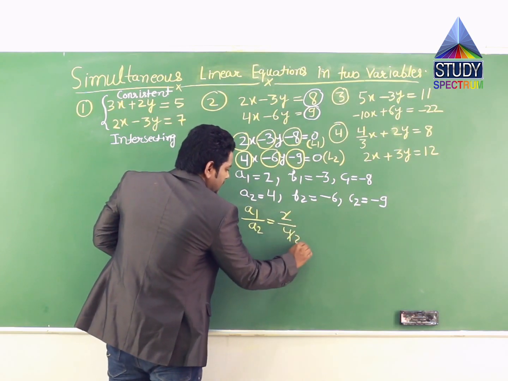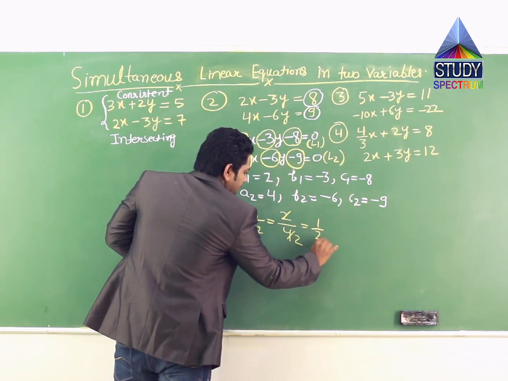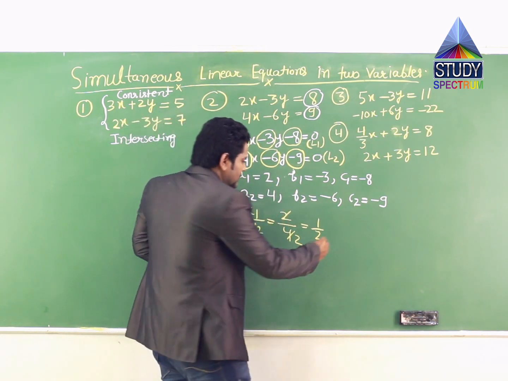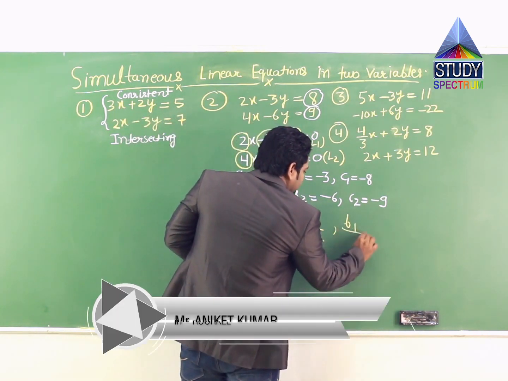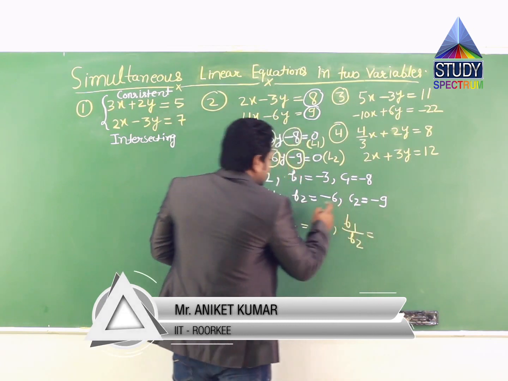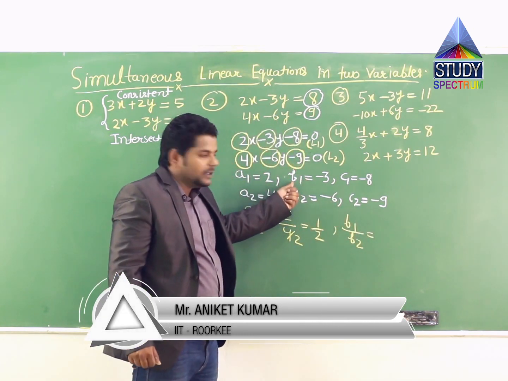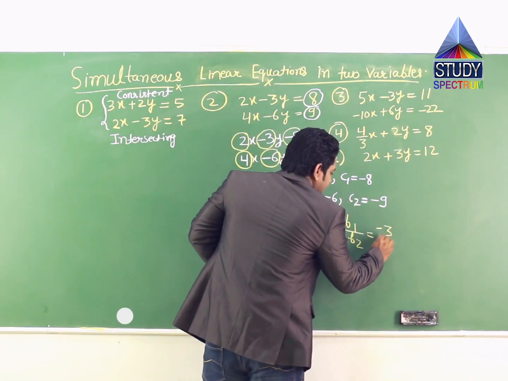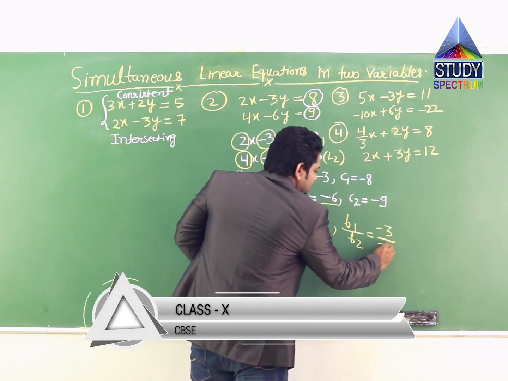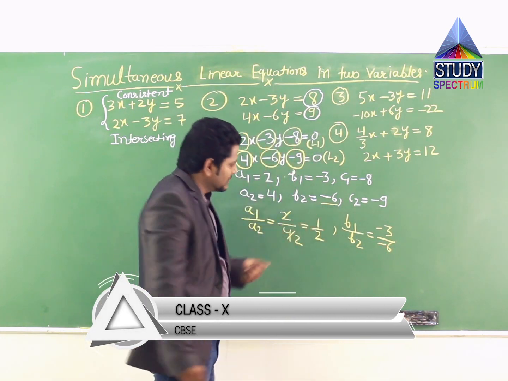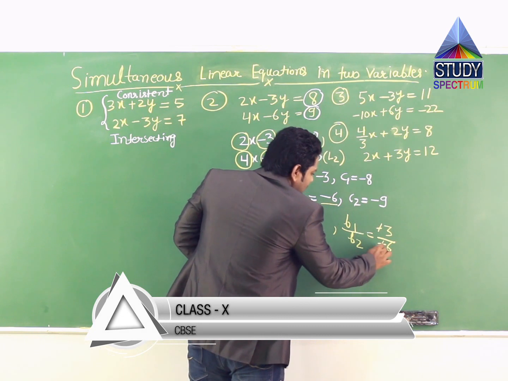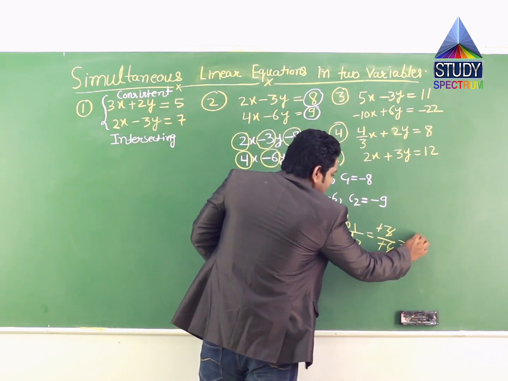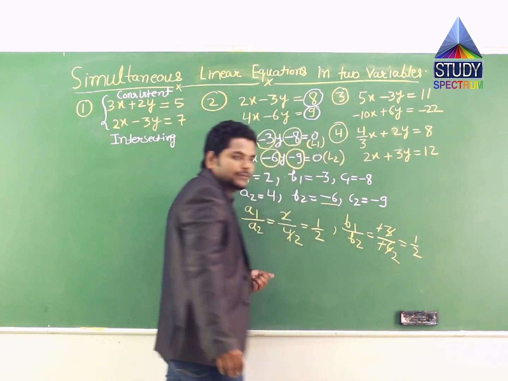This is 1 by 2. Now calculate B1 by B2. B1 is minus 3 and B2 is minus 6. Minus minus will cancel out, 3 twos are 6, so it will be 1 by 2.